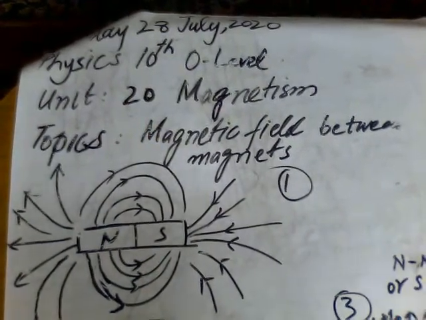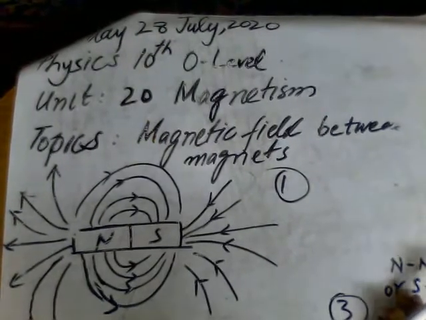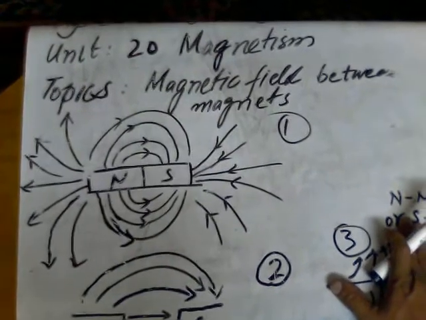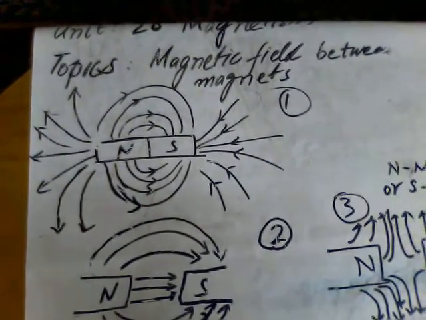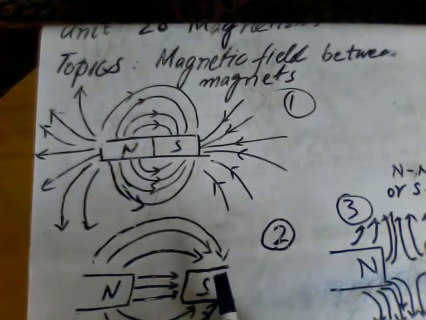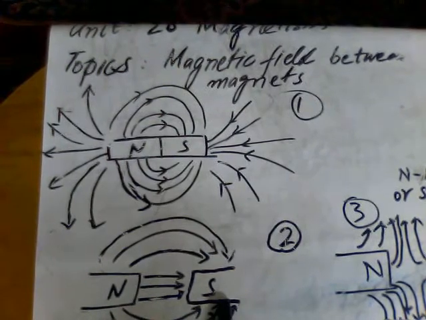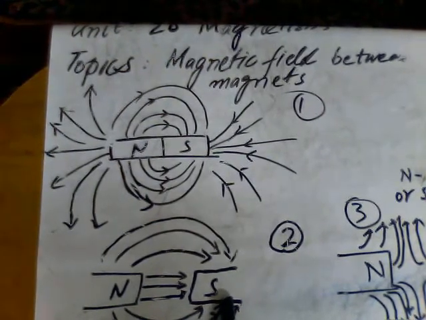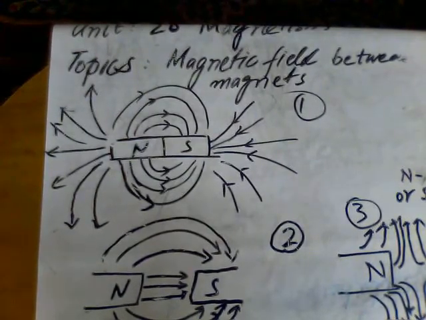Now we will study what kind of magnetic field there will be if two magnets are placed together. In the first figure and now in the second figure, if two magnets have their north and south poles directed towards each other, the magnetic field pattern will be in this way.